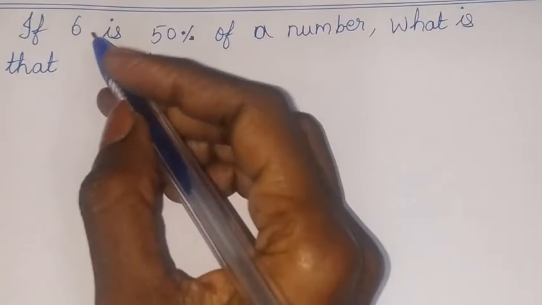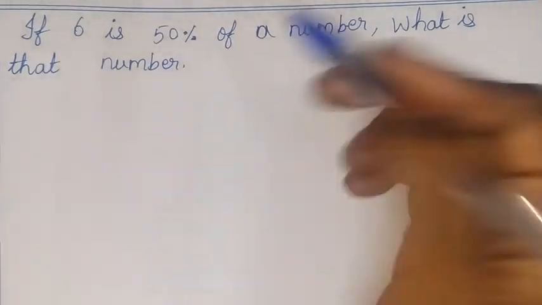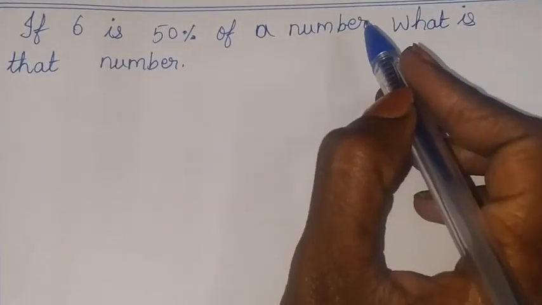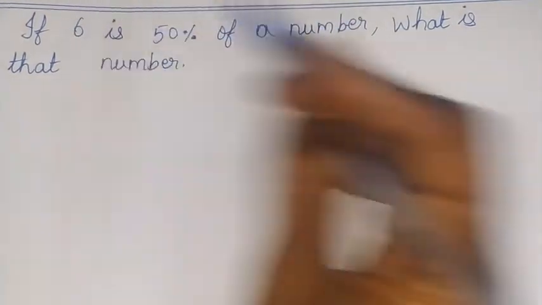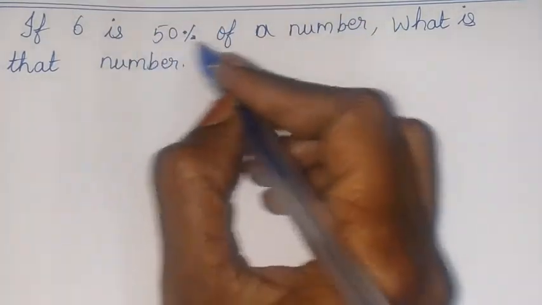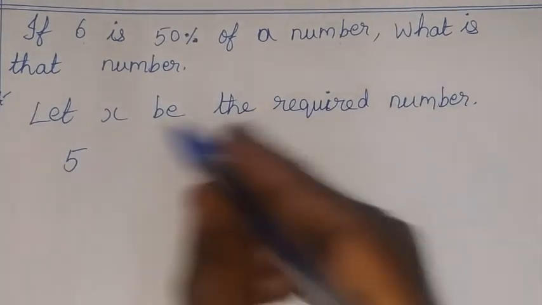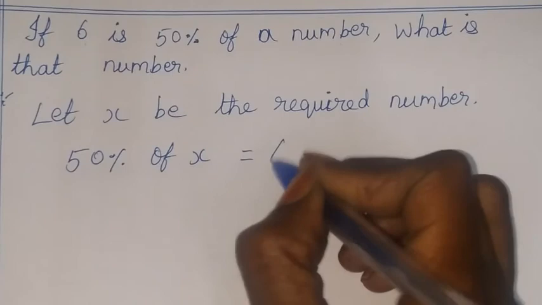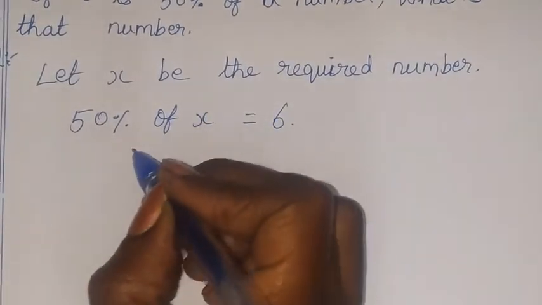Look at the next sum. If 6 is 50% of a number, what is that number? So here again we want to find the total value. 50% of some number is 6. They have given the value of this 50% of some number, so we want to find the total value. Let x be the required number. So 50% of x is equal to 6. They have given the answer here. We want to find this total value.